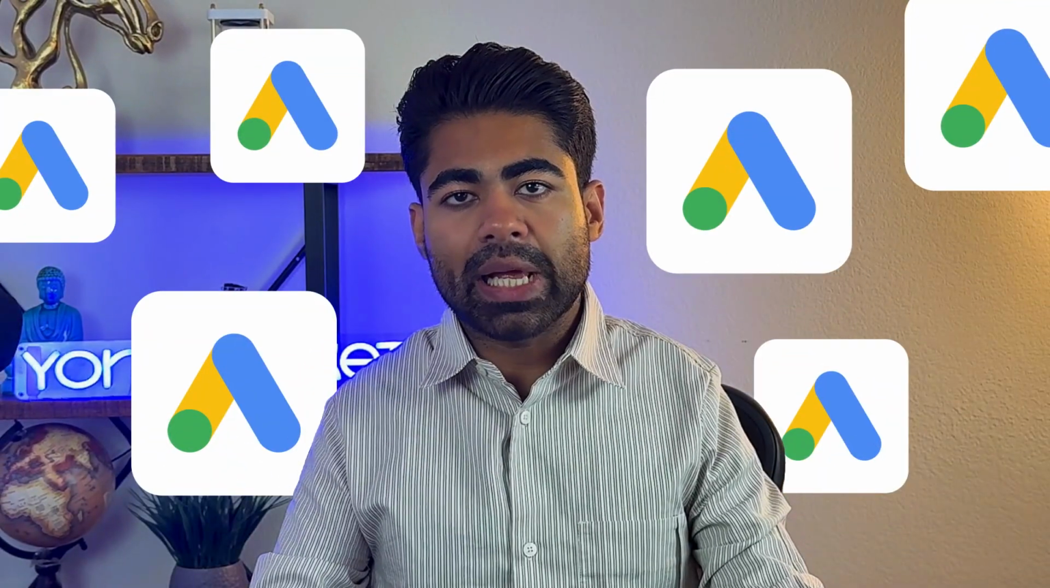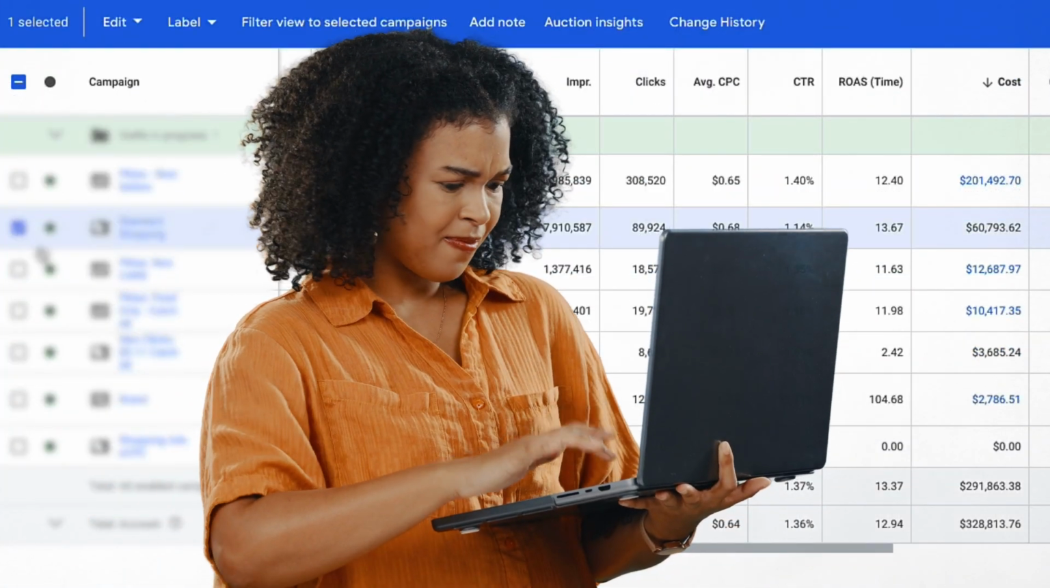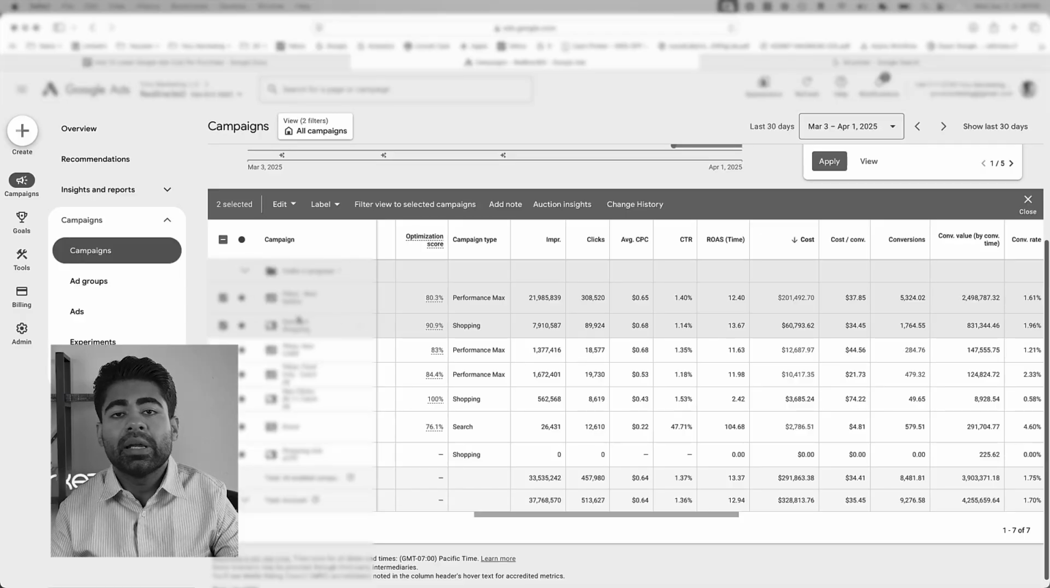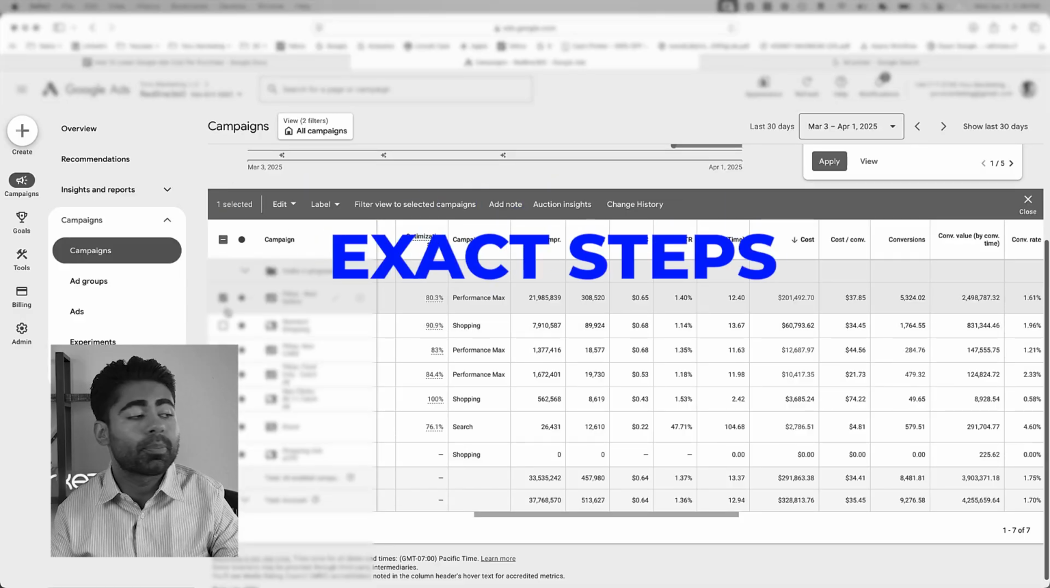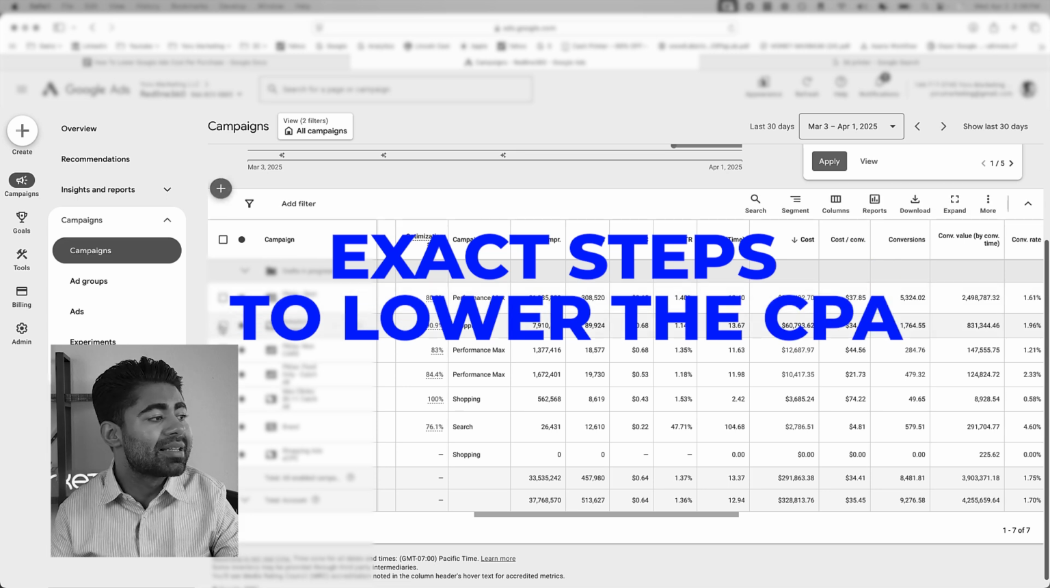If you're running Google Ads for your e-commerce brand and your cost per purchase is just too high, don't worry, you're not alone. This is one of the most common problems e-commerce brands face in 2025. So in this video, I want to break down the exact steps I use to lower the cost per acquisition and make Google Ads actually profitable regardless of the niche or industry the e-commerce brand is in.